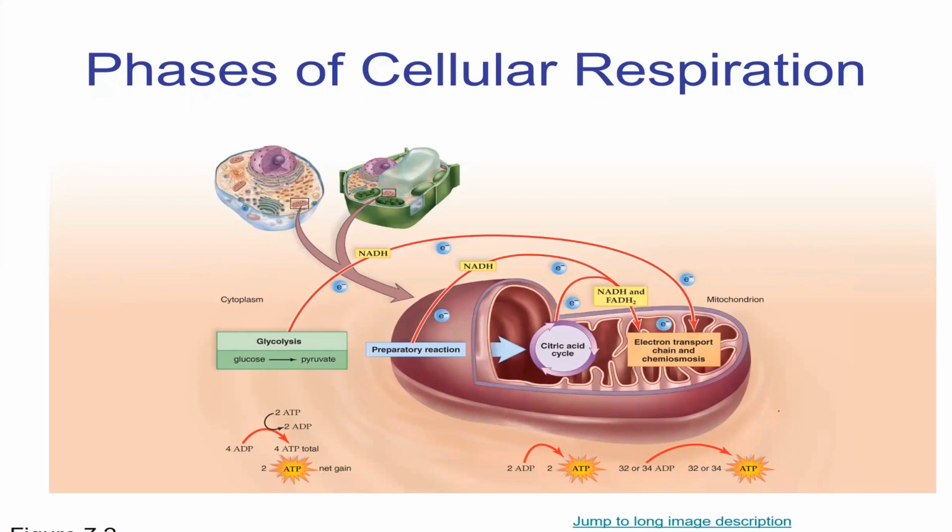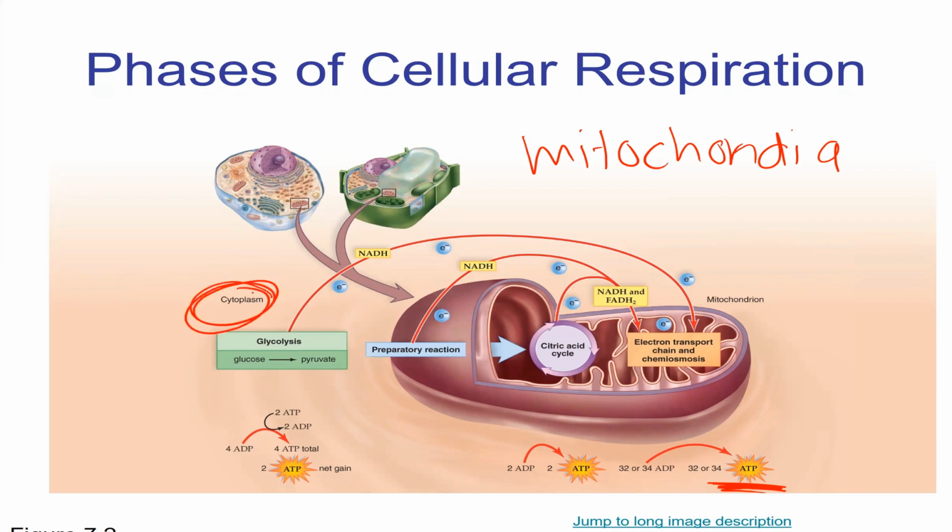So cell respiration takes place in the mitochondria. You know it's the powerhouse of the cell, right? So the powerhouse means it's going to create ATP. So glycolysis, you can see it actually takes place in the cytoplasm, while the prep reaction, citric acid cycle, and electron transport chain are going to take place in the mitochondria. So you will need to know that.